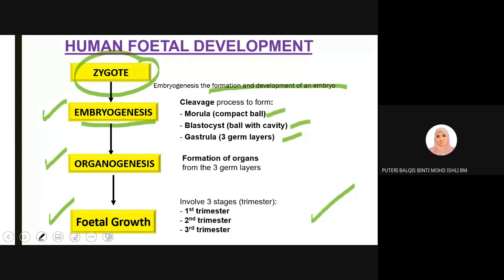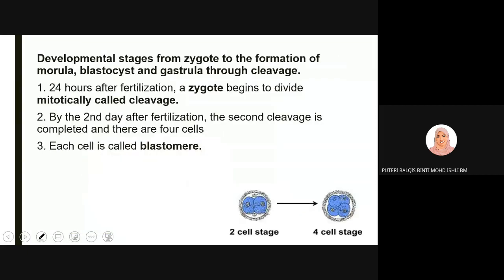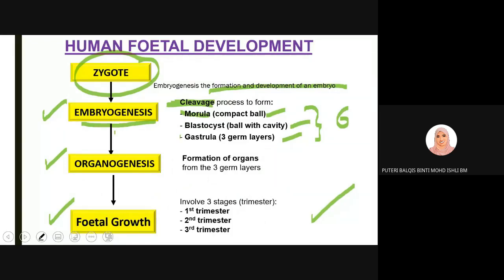Morula, blastosis, gastrula. Penting yang ni, sebab itulah untuk grup seterusnya saya assign 6 orang. Banyak benda nak ditanya dalam ni. Akan berlaku proses cleavage, iaitu rapid mitotic division, mitosis laju tau. Daripada 2 kepada 4, 8, 16, 32, sampailah dapat morula, iaitu compact ball. Lepas tu dia akan form blastosis and then gastrula. Gastrula ni dah ada 3 germ layer, dan dah masuklah proses organogenesis, iaitu pembentukan organ, formation of organ from the 3 germ layers.